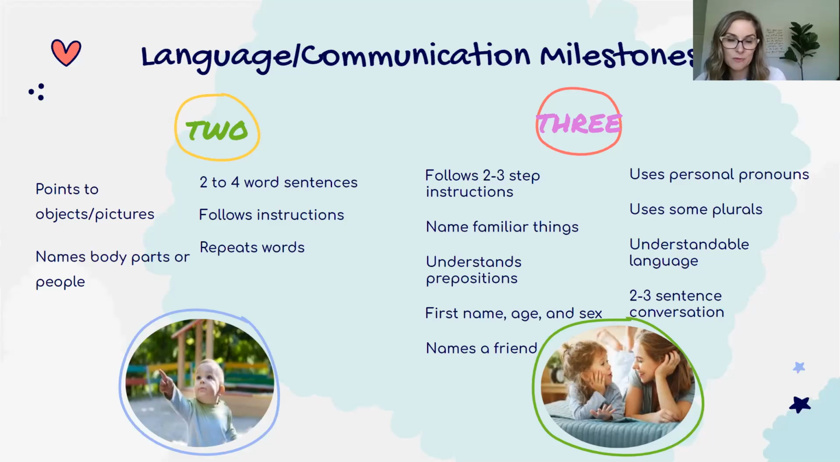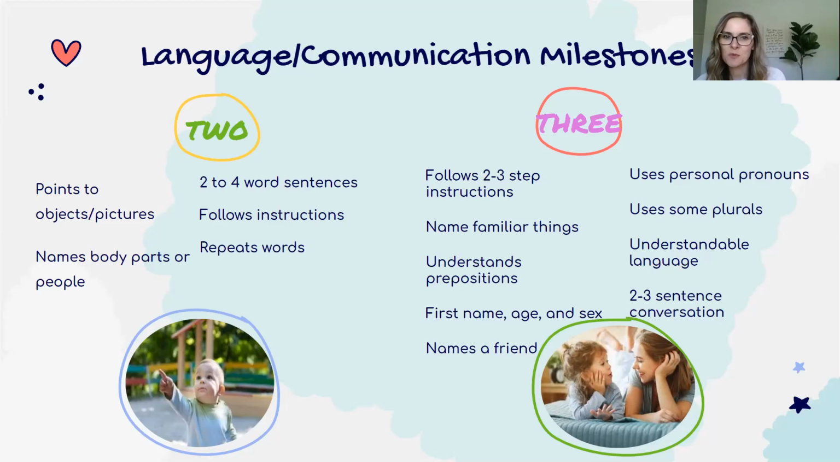Okay, 3-year-olds. 3-year-olds can follow instructions with 2 to 3 steps. So get your shoes, come here, and sit down. And sometimes we think our kids just don't listen. And a lot of that could be that they just have been so busy in their play or whatever they were doing that they didn't hear you. So do your best to get eye contact from them before you give them instruction. They can name familiar things like grandparents, pets, or objects, things that they like, obviously.